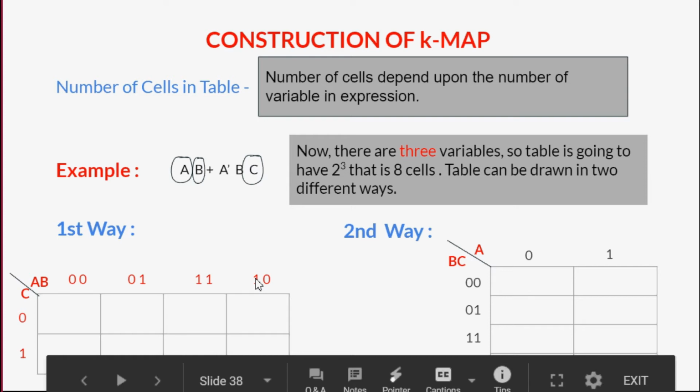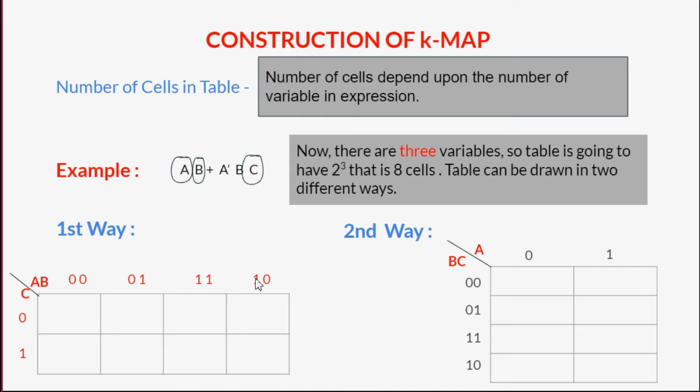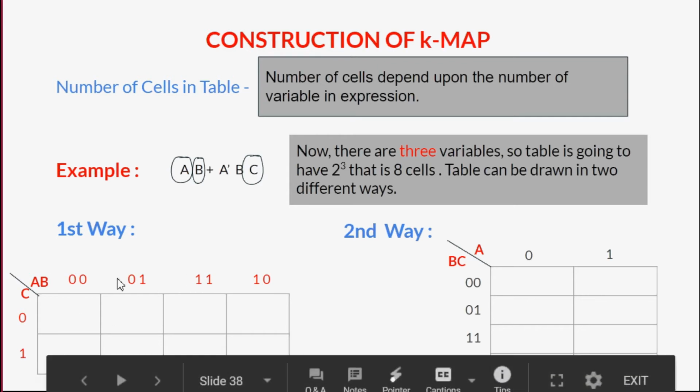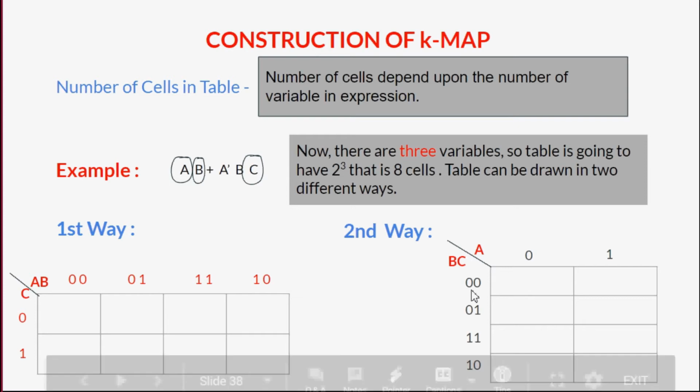Again and again I am telling you that these representations are not going to affect the result. The result would remain the same whether you use this combination or that combination. That doesn't make any difference. Now the next point is, I have drawn the table, but in which cell am I going to represent which term? That is the next question. Which cell is going to represent which term? So let's have a look at that.